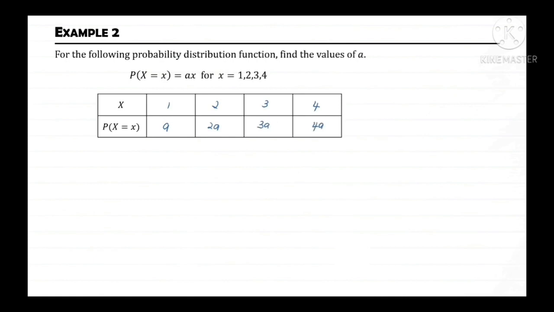To find a, we know that the total probability must equal 1 since this is a discrete random variable. So the total probability is a plus 2a plus 3a plus 4a equal to 1. So we get 10a equal to 1, a equal to 1 over 10.